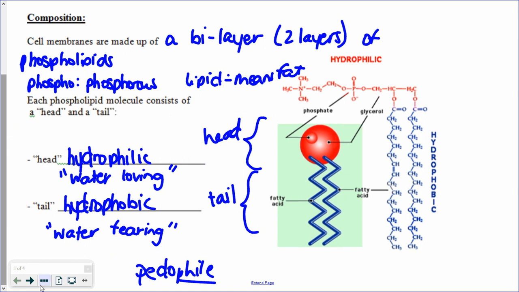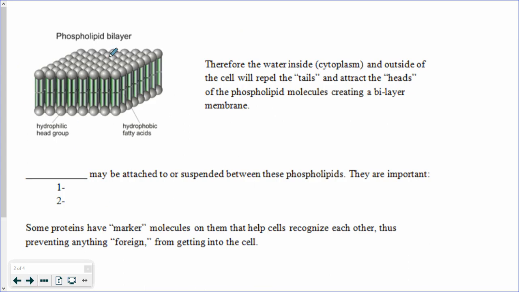So the phospholipid bilayer. Again, I said it's a bilayer, meaning it's a double layer. And so that head and those little tails, what they actually do is the tails point to the tails of the other layer. So what we see is, this is the phospholipid bilayer. So you have water outside, and you have water inside the cytoplasm.